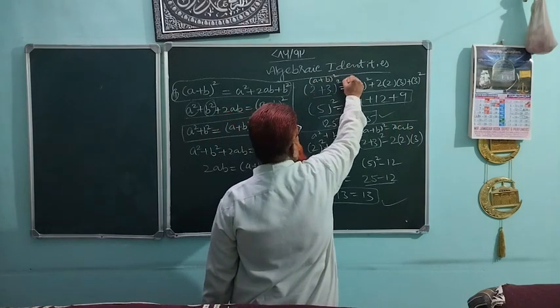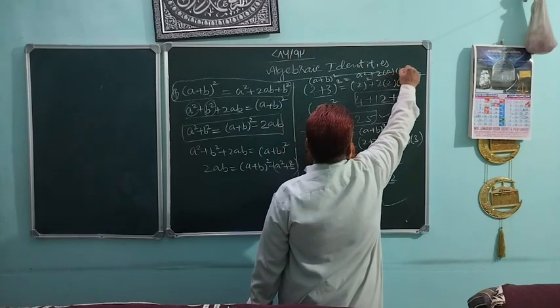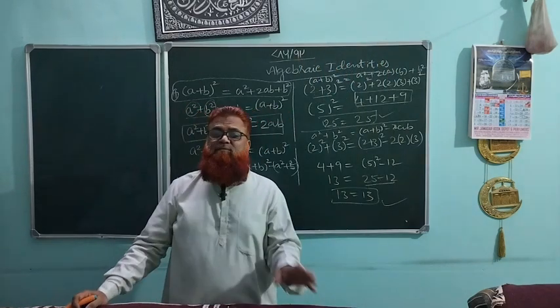(a + b) whole square is equal to a square plus 2ab plus b square. Is it clear? Now the third one is to be verified.